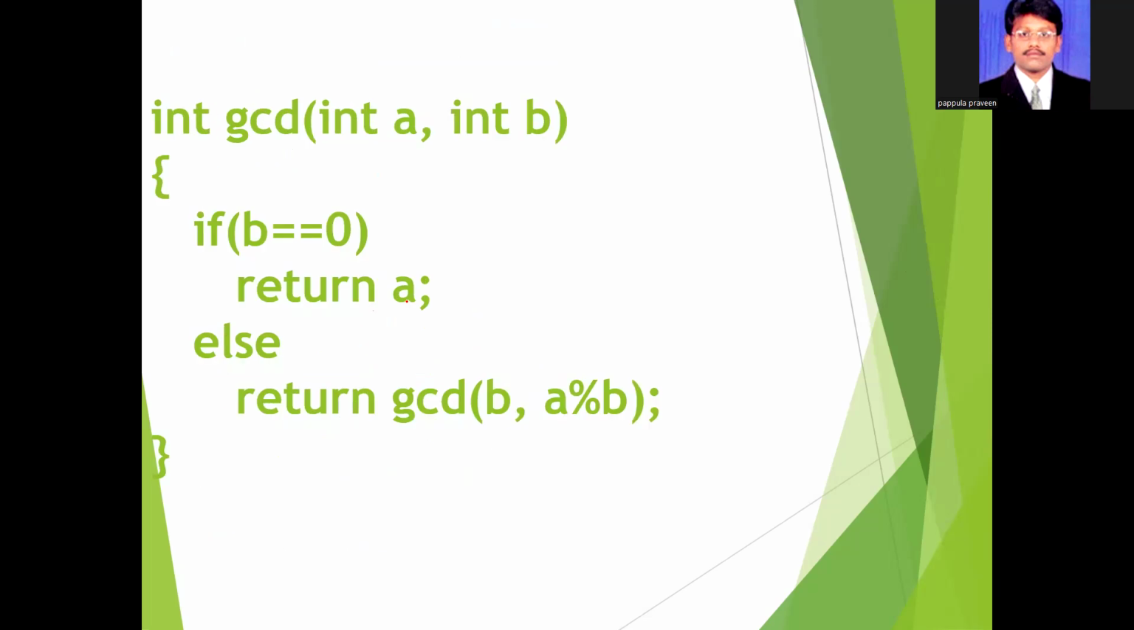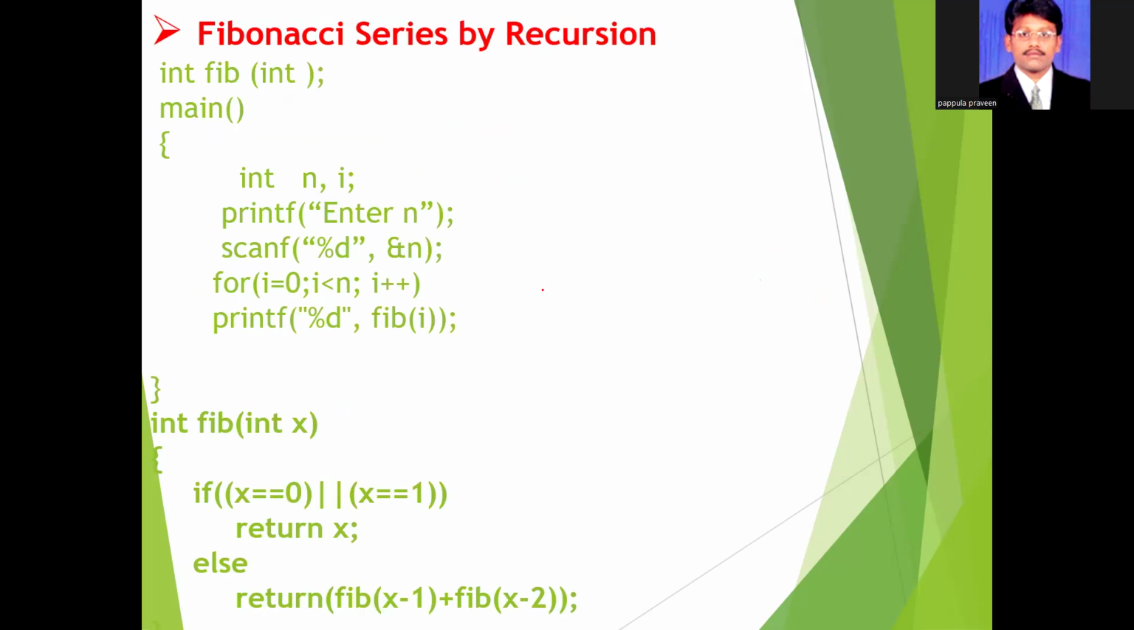You observe here, what is the b value? b equal to 20, a value equal to 10. Now the condition is not satisfied, so go to the next. Return GCD of b, which is 20, comma 10 mod 20. 10 mod 20, what is the value? 10. Okay, next one, 10 mod 10. We continue until this condition is satisfied. Then we return the value 10, which is the greatest common divisor.